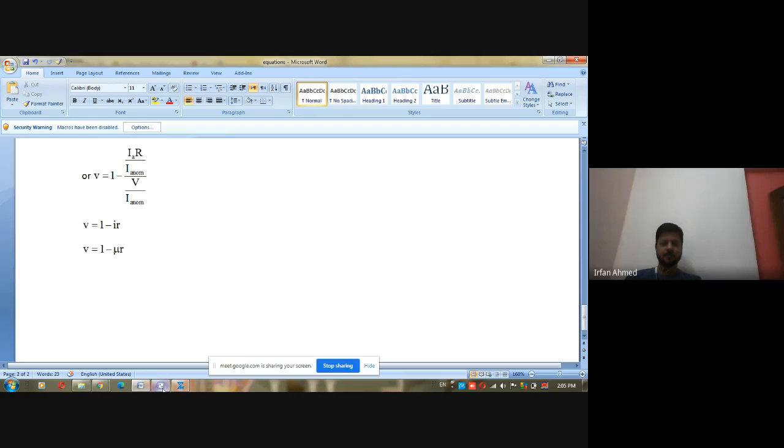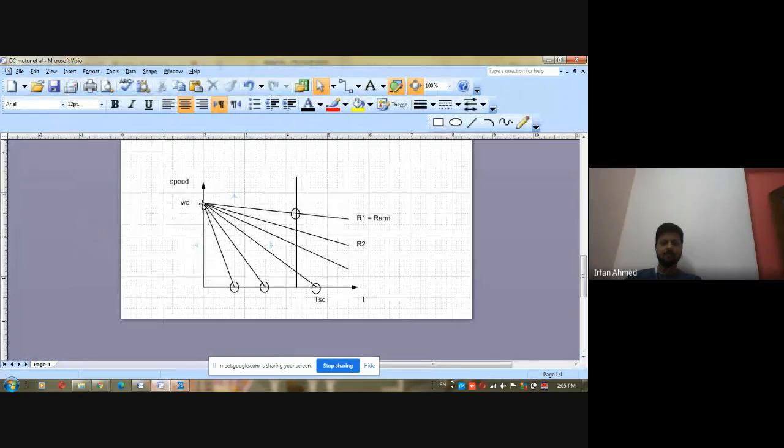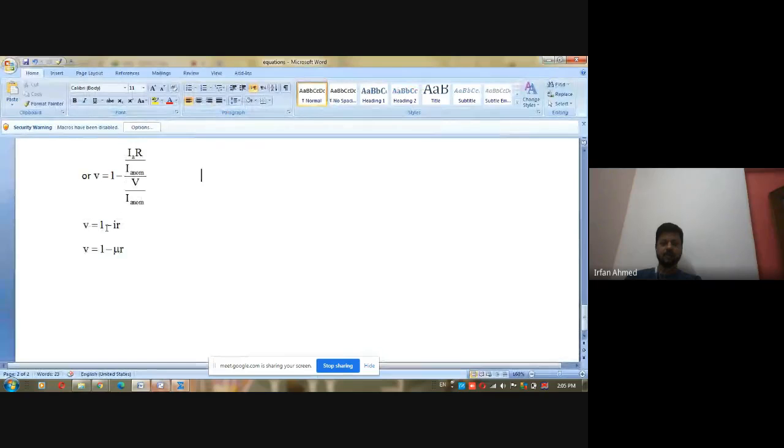At no load, this is the no load point. At no load, the speed is 1 per unit, omega upon omega 0. At no load, omega is equal to omega 0. So omega 0 upon omega 0 is equal to 1. So at no load, the speed is 1 per unit.